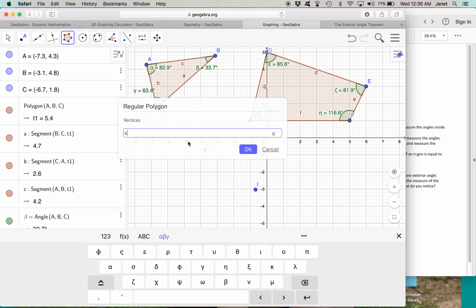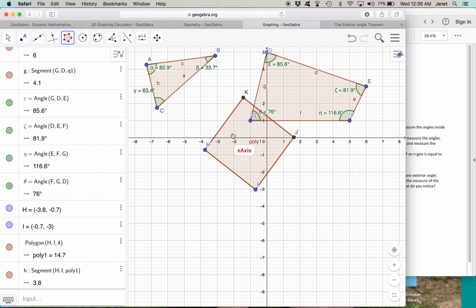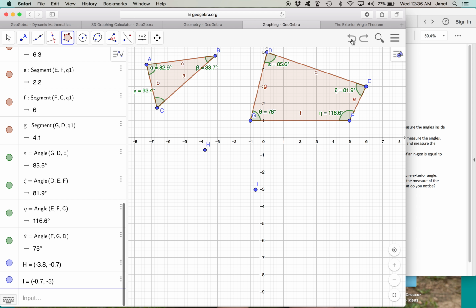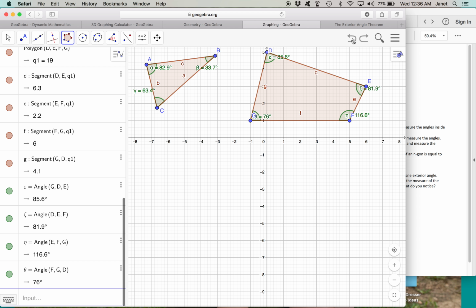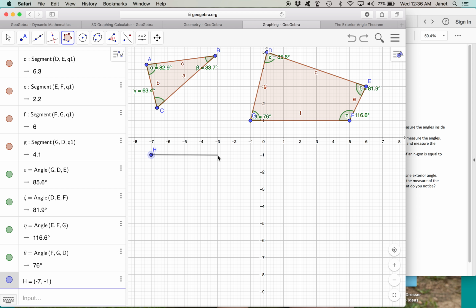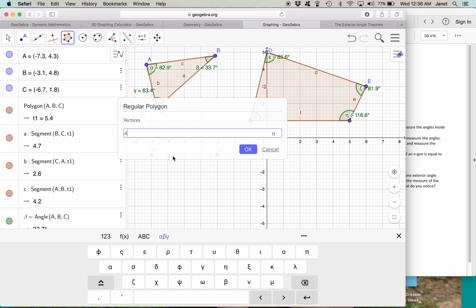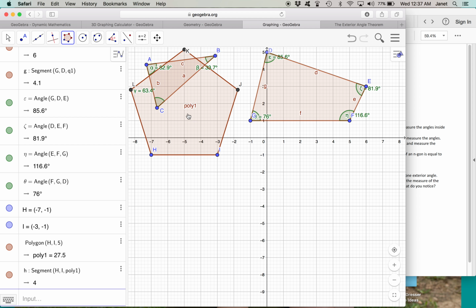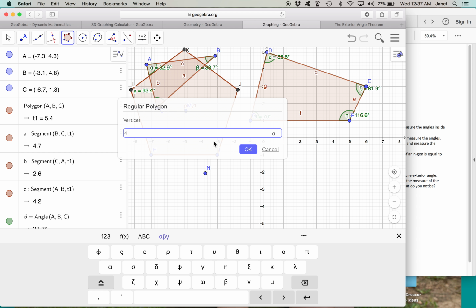And we've got, oh, I messed up again. Like I said, if you ever mess up, you can always fix it by clicking the undo button. Now, let's try again. So, regular polygon, here we go. There are not 4 vertices. There's supposed to be 5 vertices because this is a pentagon. So there we go. Here is our regular polygon.